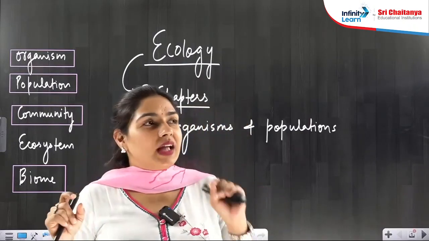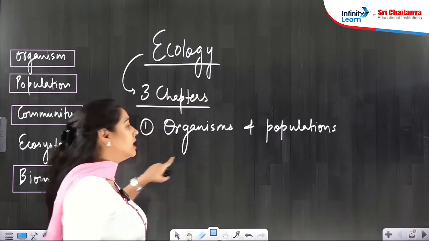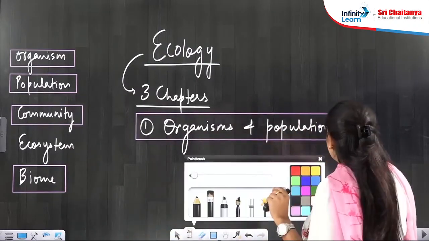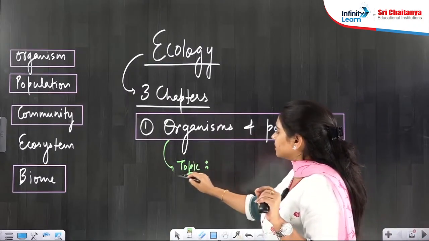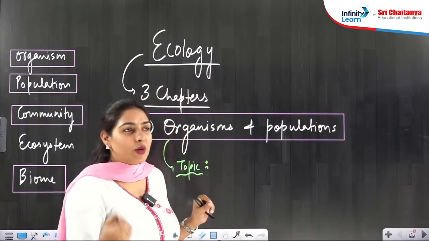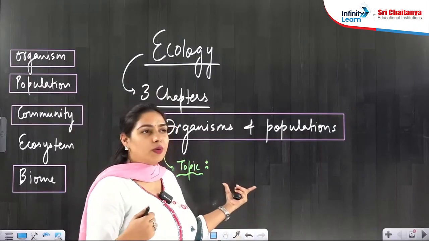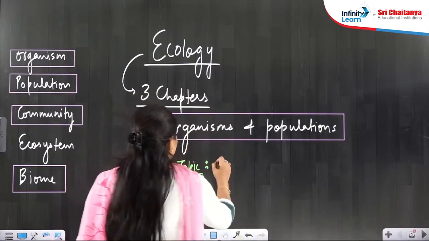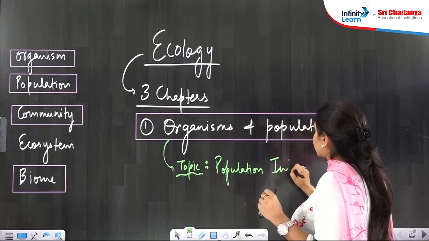All right. Today I am going to introduce another topic that is also part of this chapter only. This is the chapter Organisms and Population. In this chapter we have a very interesting topic, and you must have come across it. You must know this topic already. So what are we going to discuss now? Yes, everyone: population interactions. Very good.